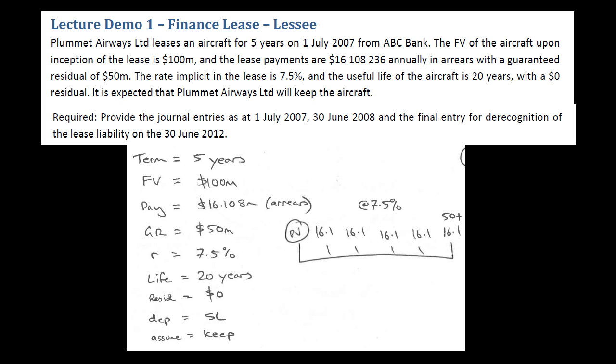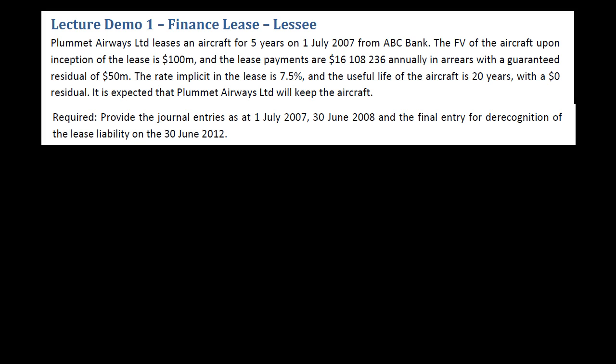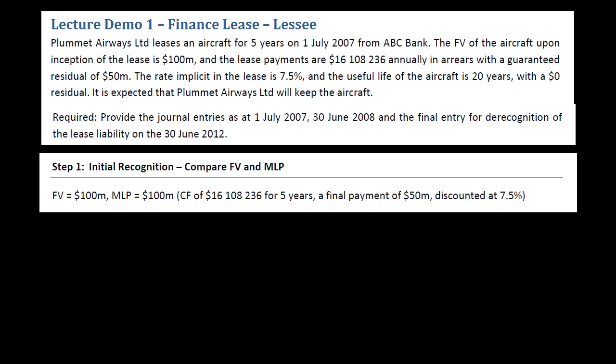So the first step is, as I said before, and if you go back a couple of slides, the first thing that we know we have, because it is a finance lease, is we debit asset, credit liability. The issue is how much. And so the how much is comparing the fair value and the minimum lease payments.